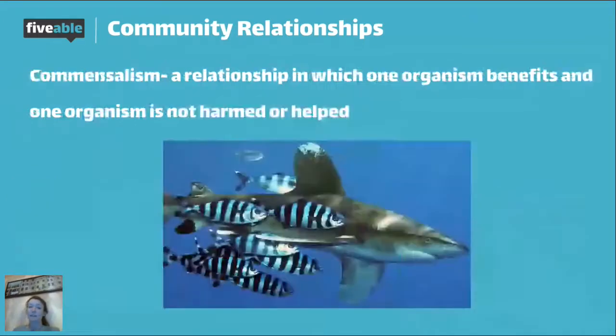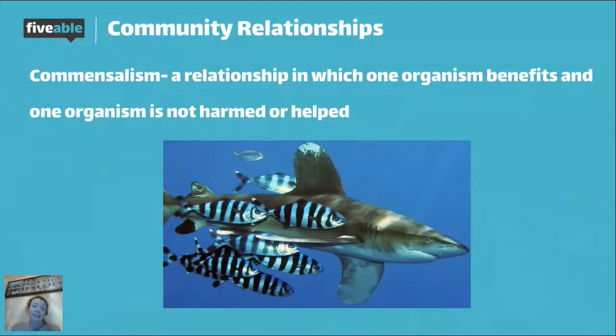Commensalism is going to be a little rarer. It's a relationship in which one organism benefits and the other is not harmed or helped. So it's just kind of a neutral response there. So this is an example of some fish that follow this shark around. The shark is not harmed or helped by their presence, but the fish kind of get protection, obviously, because they're very close to a shark and most things aren't going to attack that shark. And then they also get leftover scraps from the shark's meal. So they're definitely benefiting. The shark is not being harmed or helped there.